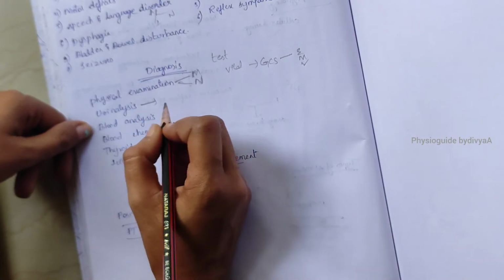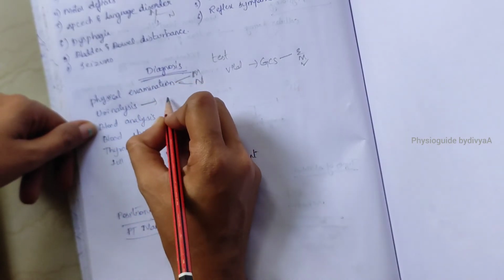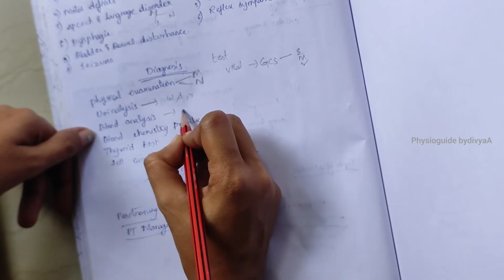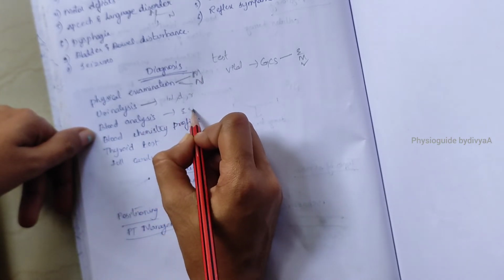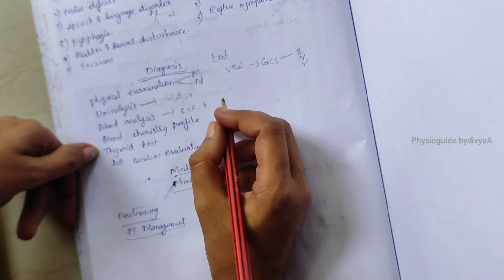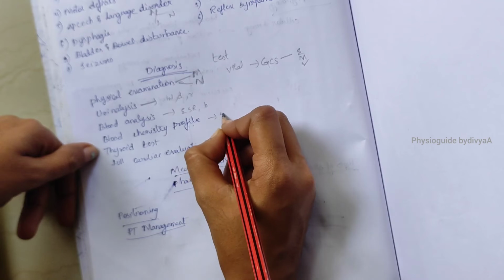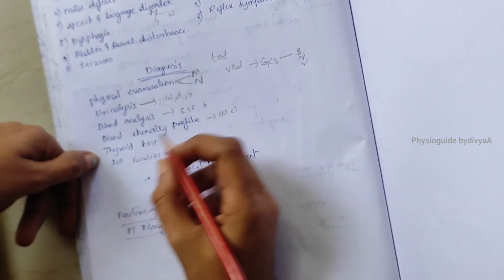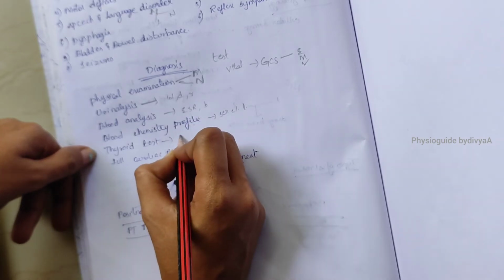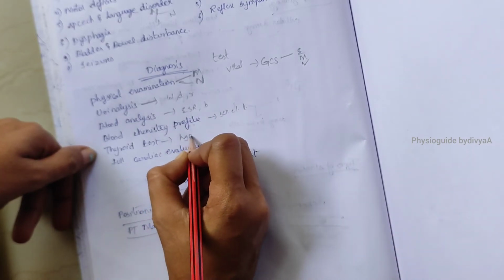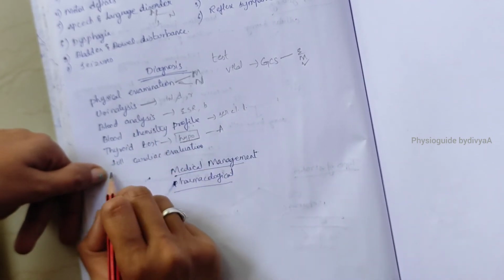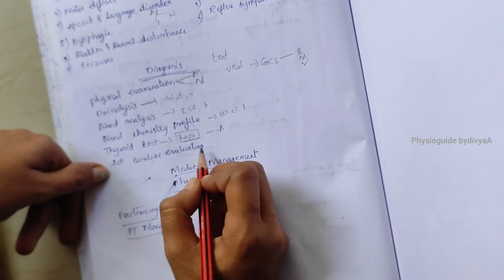Next, urine analysis, to detect any infection, diabetes, or renal failure. Next, blood analysis: we need to check ESR and blood count. Next, blood chemistry profile, which includes serum electrolyte levels. Next, thyroid test: atherosclerosis can result from hypothyroidism. Next, a full cardiac evaluation needs to be done.